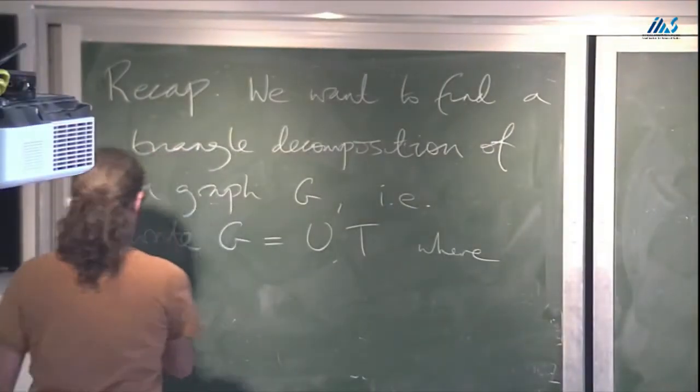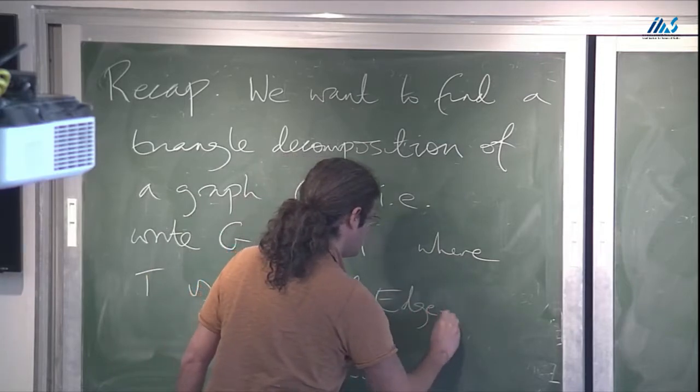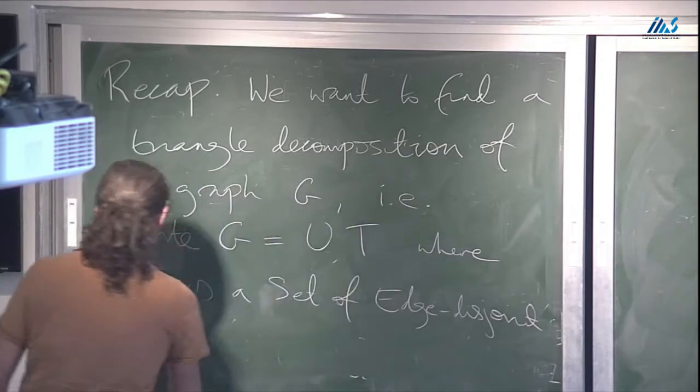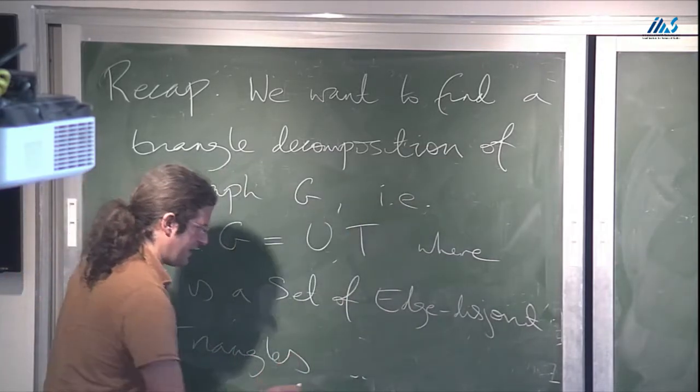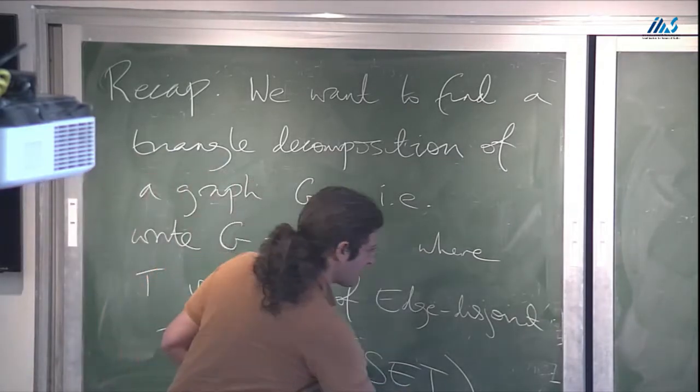We want to find a triangle decomposition of a graph G, i.e. we write G is equal to the union of some T, where T is a set of edge disjoint triangles. I think I'll often use the acronym SET for that because it's something which I'll have to write quite a bit.